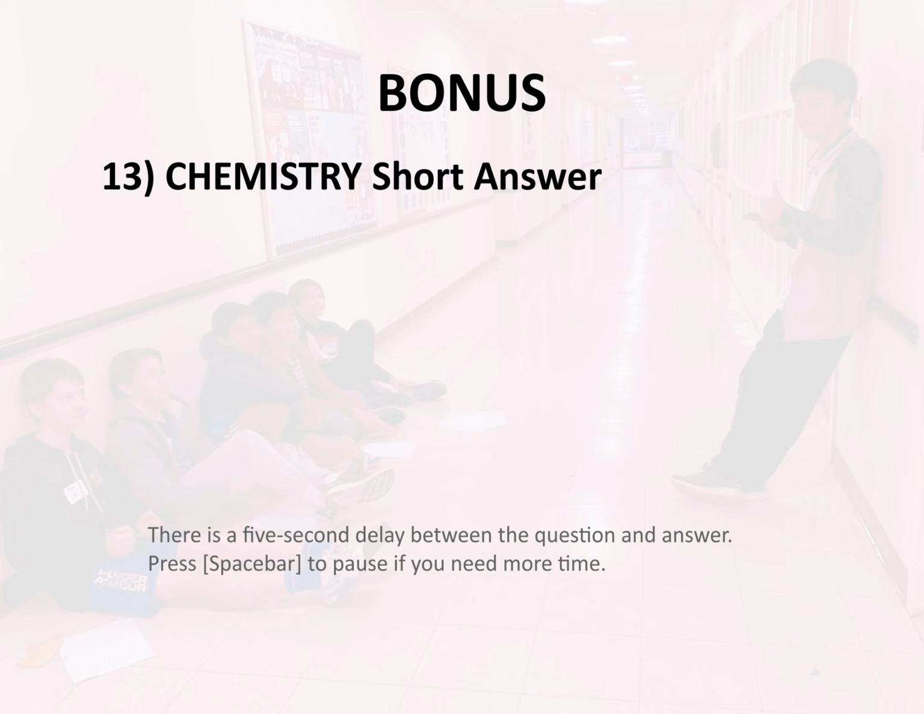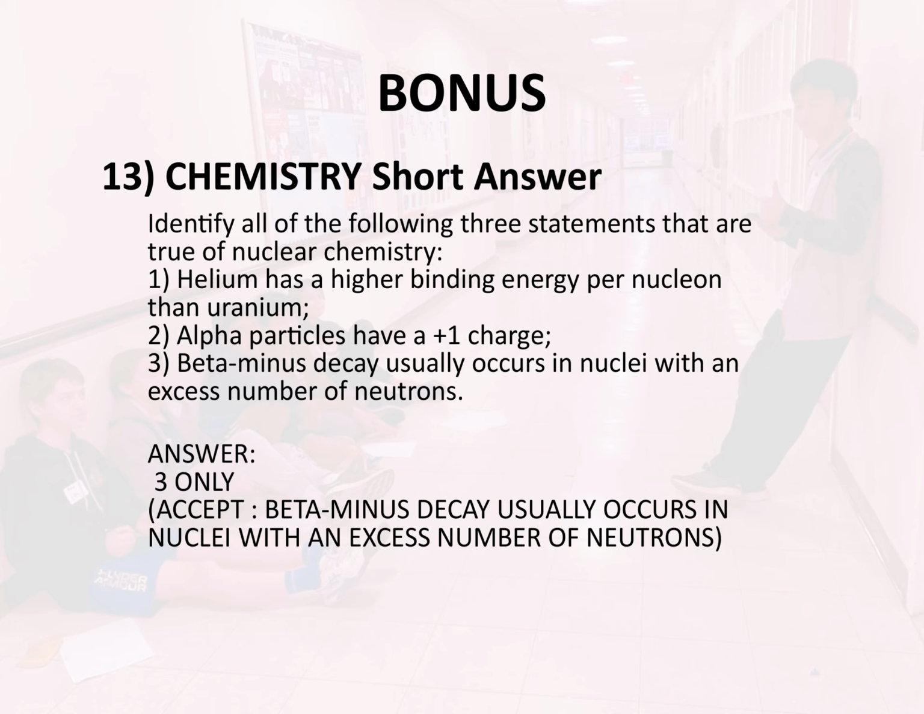Bonus 13. Chemistry. Short answer. Identify all of the following three statements that are true of nuclear chemistry. 1. Helium has a higher binding energy per nucleon than uranium. 2. Alpha particles have a +1 charge. 3. Beta-minus decay usually occurs in nuclei with an excess number of neutrons. Answer: 3 only.